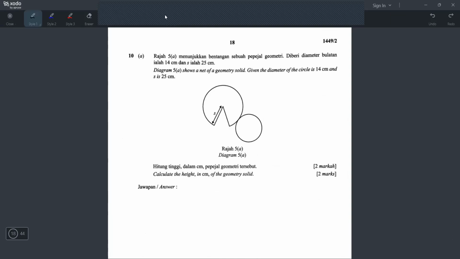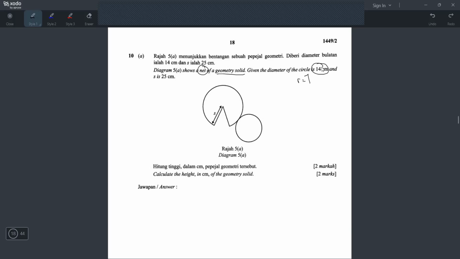I think it's a solid geometry question. Let's read. Diagram 5A shows a net of a geometry solid. Net means it's a 3D shape and you open it up. So this is what happens. All right. Okay. So now it says given the diameter of circle is 14 cm. Okay. Usually we don't use diameter. We use radius, right? For all the formulas, it's very rare that you see diameter inside the formula. You always see radius. So straight away convert to radius because diameter is actually 2 times radius.